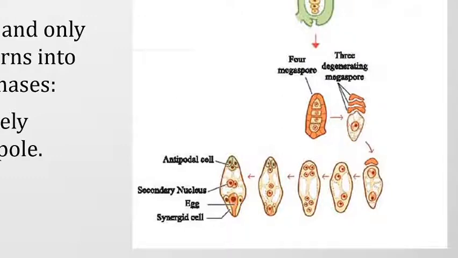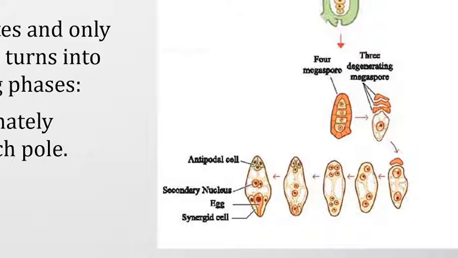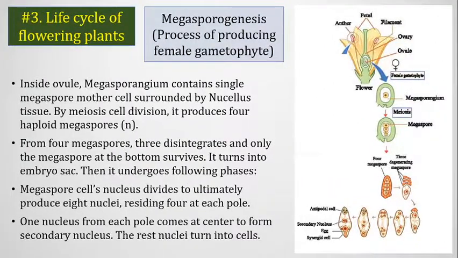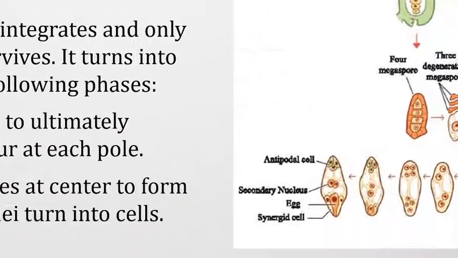Then among these 4 and 4, 8 nuclei, 2 nuclei will come to the center and will produce a structure called the secondary nucleus. And so here we see that at the opposite poles now there are 3 and 3 nuclei present. So these 3 and 3, 6 nuclei will turn into separate cells. So they produce some cells.